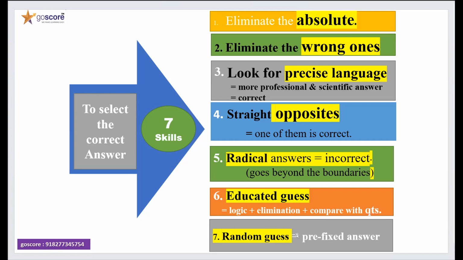Then the last one is random guess. That is prefixing your answers. Even before going to your exam, you can prefix your answers. For example, you will have 22 questions in your part B and part C. So you have taken 10 minutes for your part B, then you have 30. So you have taken 20 minutes for your part C first extract, and you'll have only some 10 to 15 minutes left in your part C.